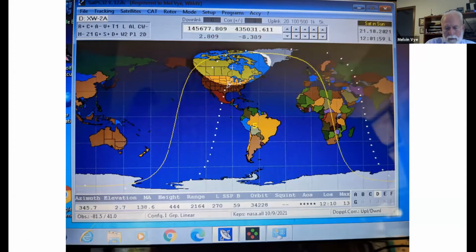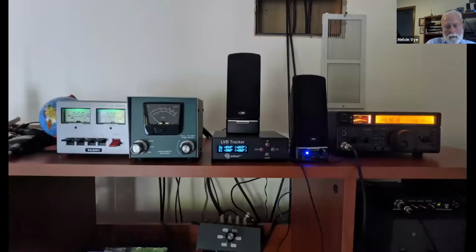I want to go back just a little bit and look more at the station here before we go on. Next to the radio, we have an LVB tracker. This tracker was designed by Mike Young, if you know him, WB8CXL, a former student at Akron U. He designed this tracker and sells it through AMSAT.